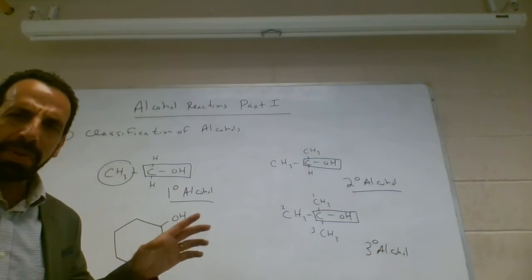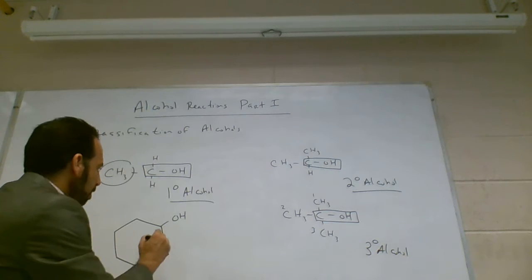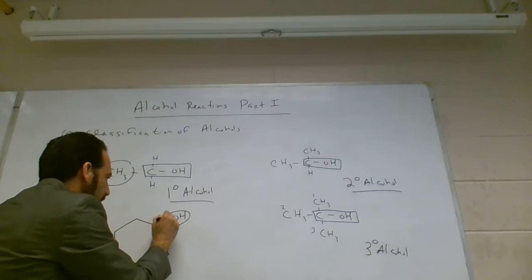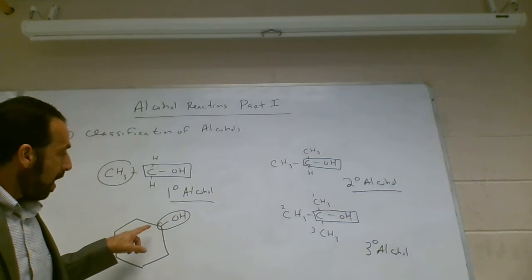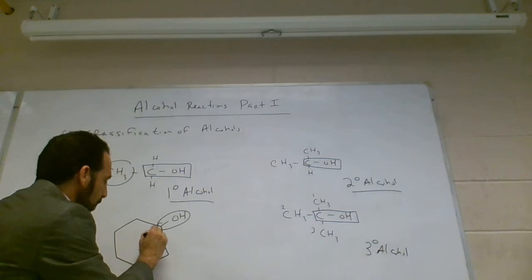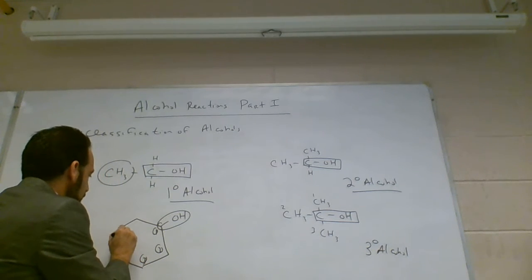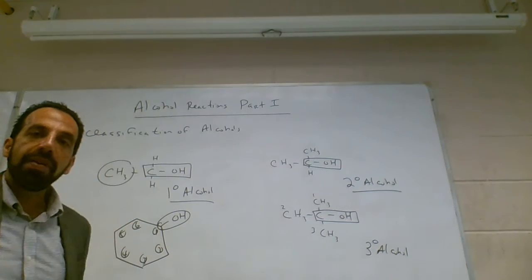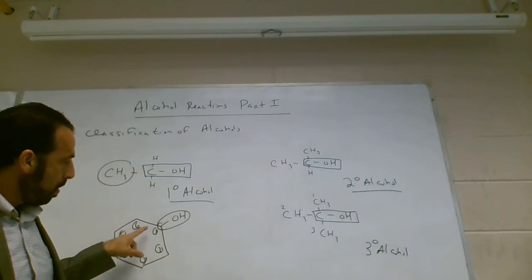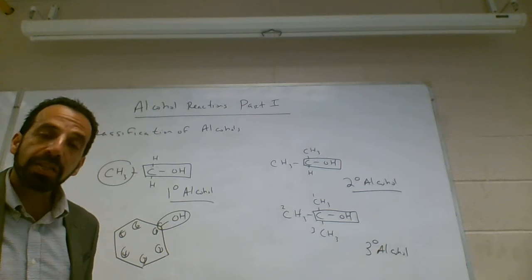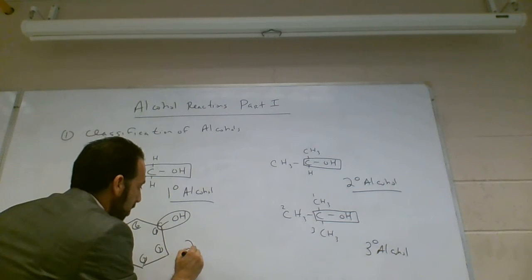Let's look at this one. The cyclic ones are always going to be a little tricky with this. For the cyclic one right here, I'm looking at this carbon, the carbon bonded directly to the OH. I call this carbon number 1. So let's call it 1, 2, 3, 4, 5, and 6. Carbon number 1 is bonded directly to carbon number 2 and directly to carbon number 6. So it's bonded to two other carbons, so it's called a secondary alcohol.